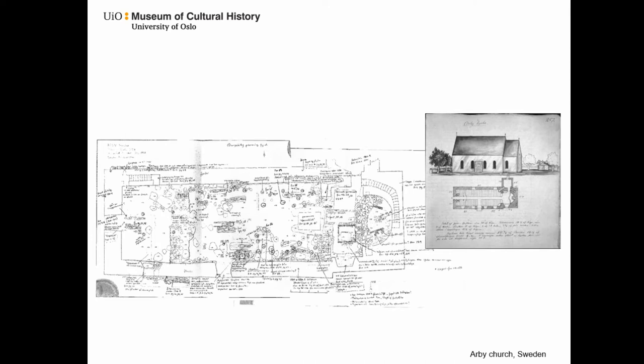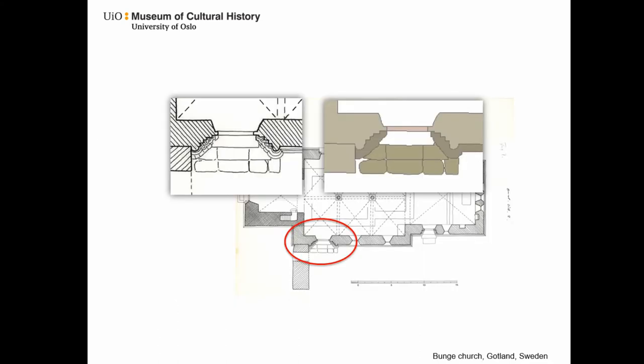This is another church, Arby Church in Sweden, with quite a lot of information. Should all this come into the vectorized plans? We had the ambition to do everything, but we quite early realized that it could not be possible.